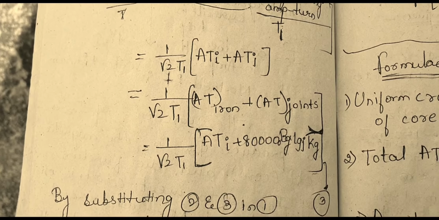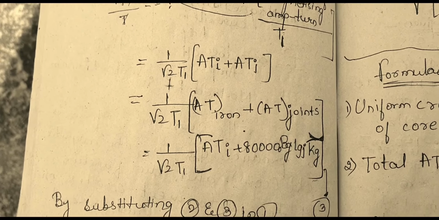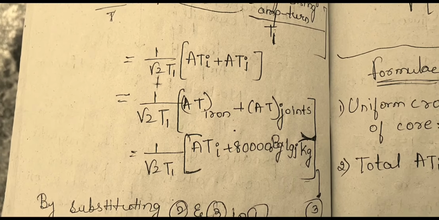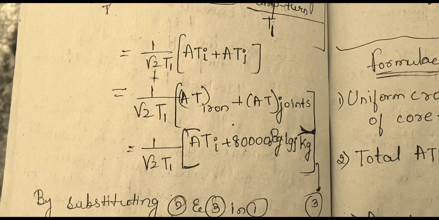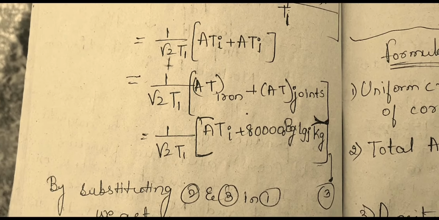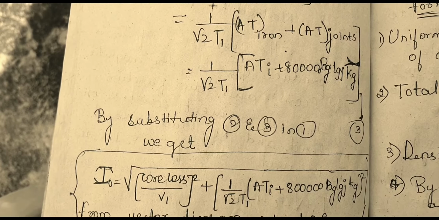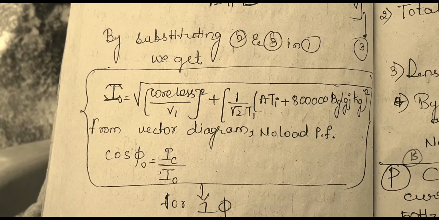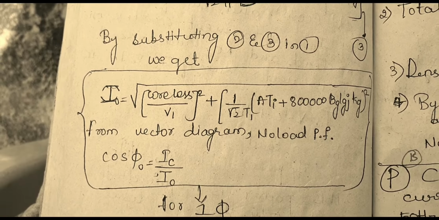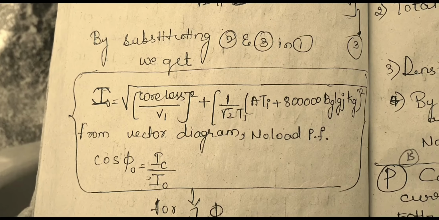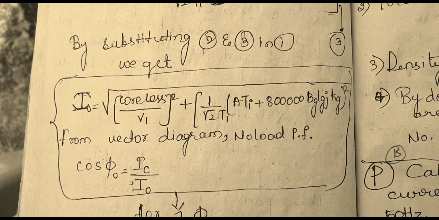Again, we can rewrite the above equation as 1 by square root 2 into T1 into the bracket ATI plus 8 lakh B_g L_gj into K_g. Call this equation number 3. By substituting equation 2 and 3 in equation 1, we get I0 is equal to square root of (core loss by V1) whole square plus (1 by root 2 T1 into (ATI plus 8 lakh B_g L_gj K_g)) whole square.